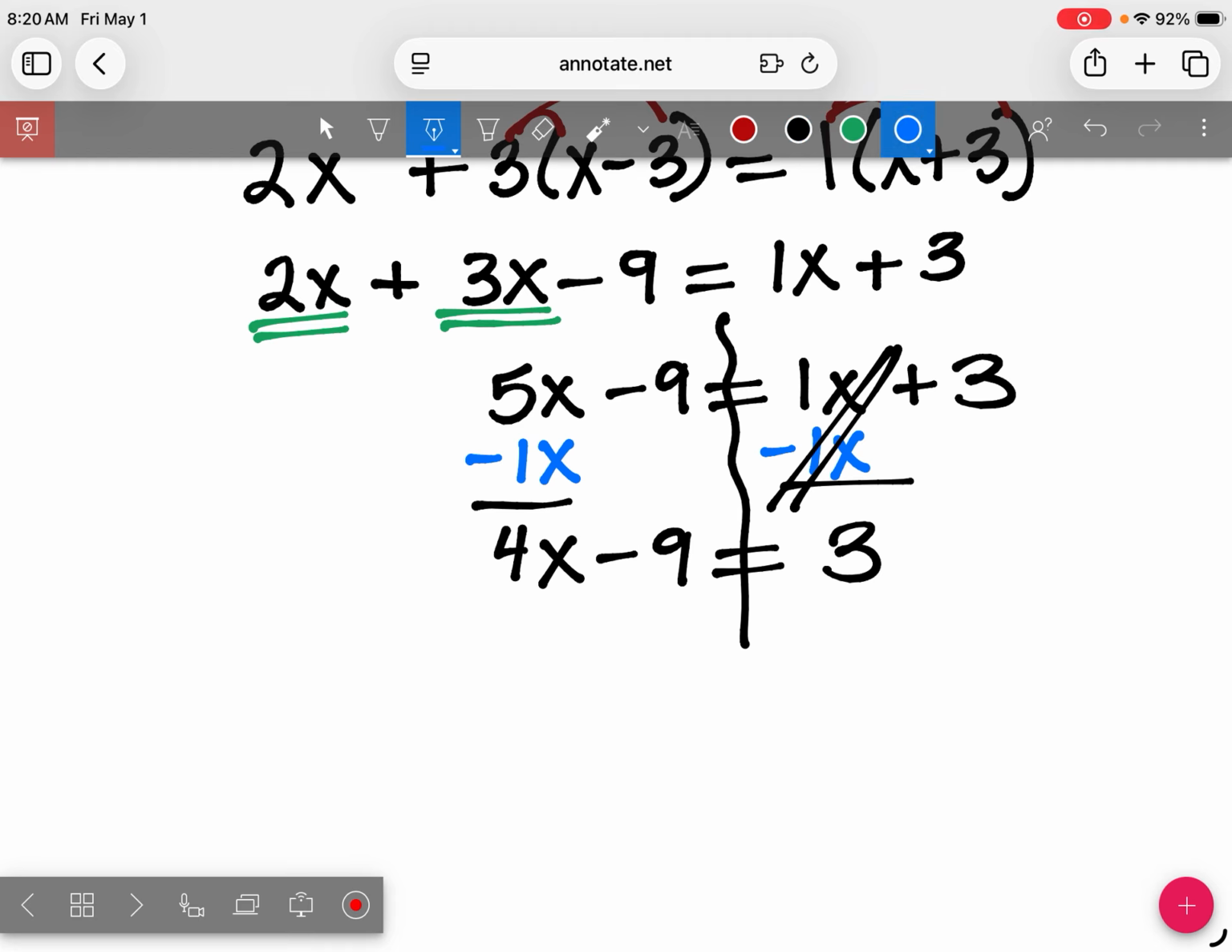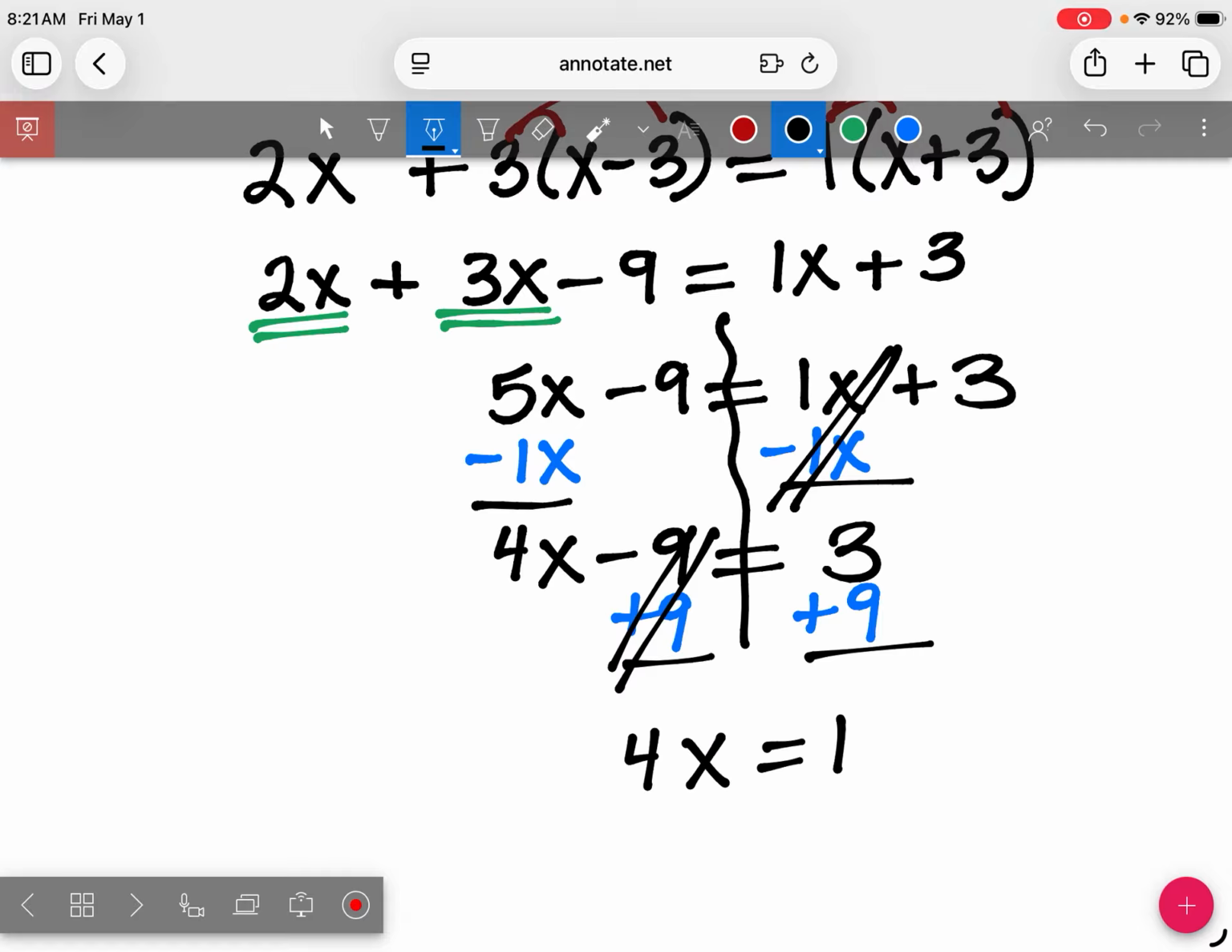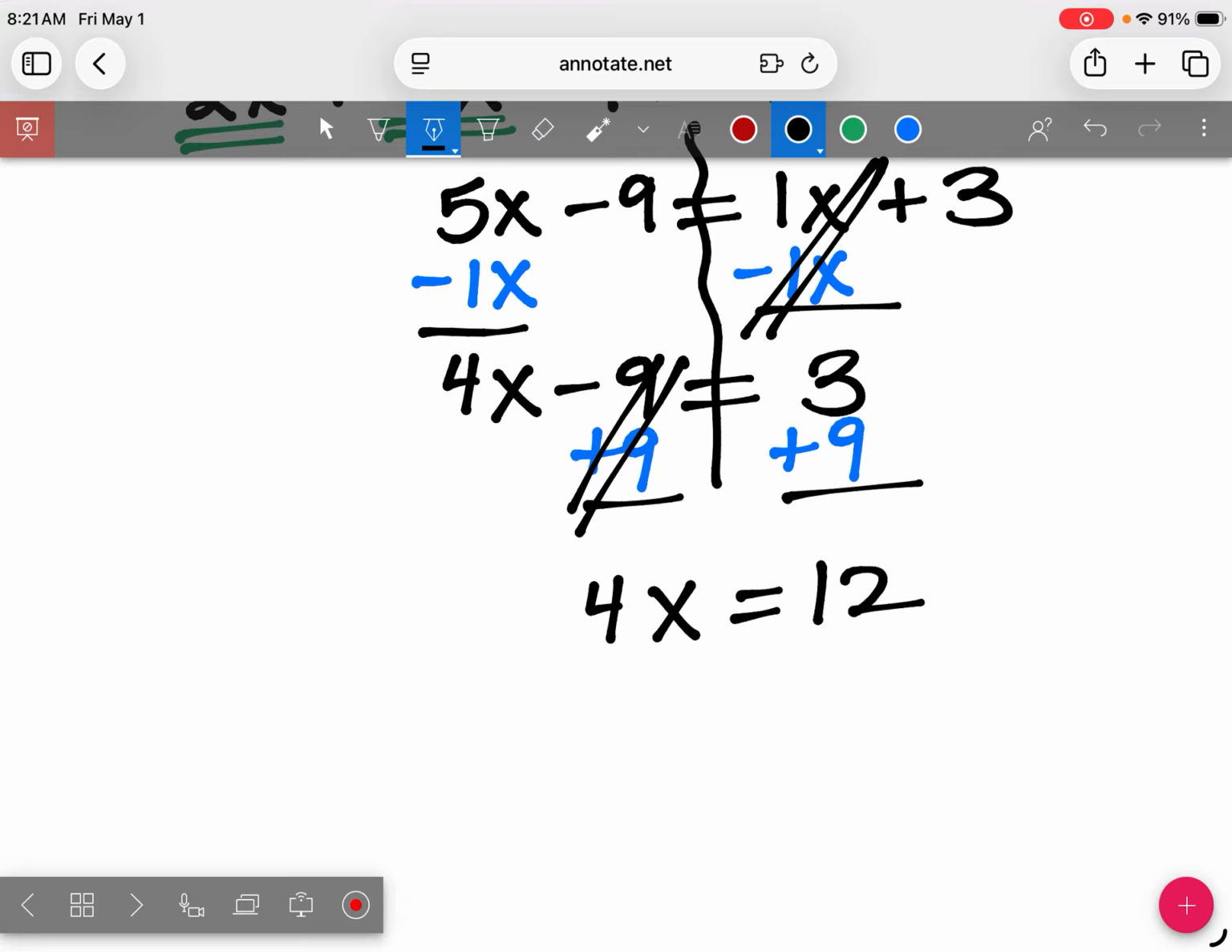And now I need to add the 9. 4x equals 12. And then divide by 4. And I get x equals 3.